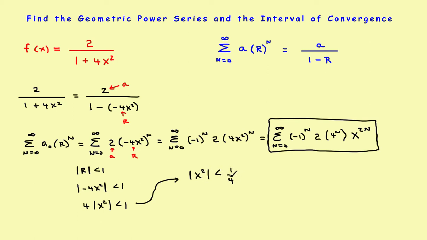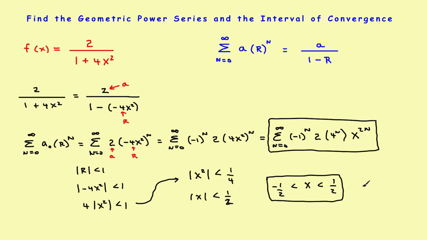Well, if the absolute value of x squared is less than 1/4, I'll take the square root of both of those, and that's going to give me the absolute value of x has to be less than, and the square root of 1/4 would be 1/2. So I'll wind up with that. So 1/2 here. Okay, now if the absolute value of x is less than 1/2, that means that either x is less than a positive 1/2, or x is greater than a negative 1/2. And that's going to be the interval of convergence.